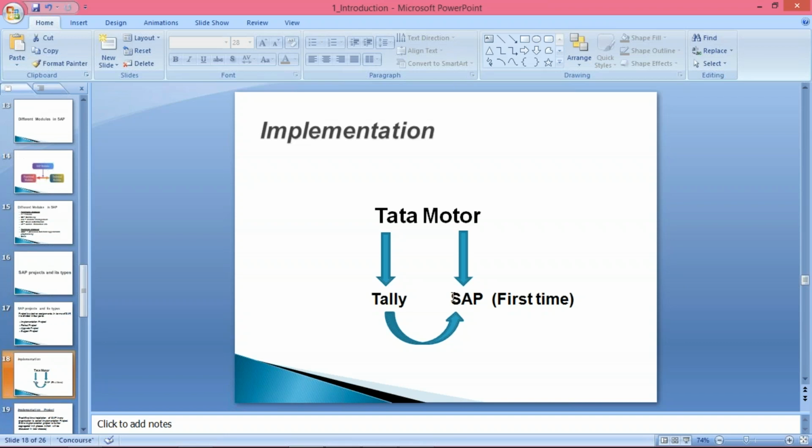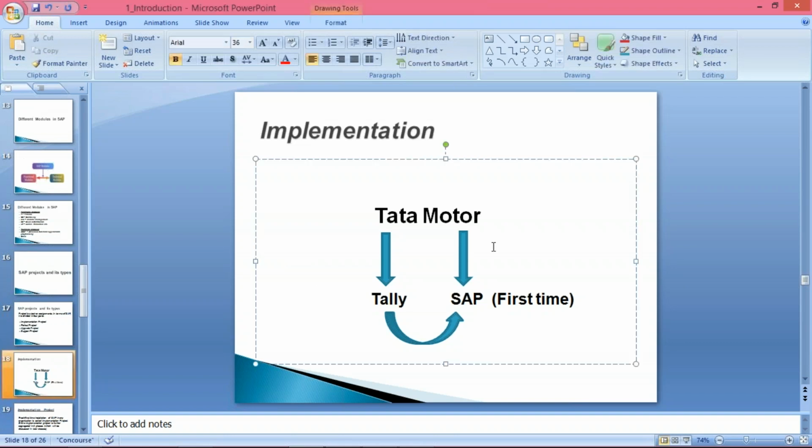Now, implementation also can be segregated into two parts, guys. This question has been asked only once, by somebody. It is very unique, but if somebody asks, you're supposed to reply. Out of thousands, maybe one or two people will be able to explain this. So they will ask, implementation can be divided into two parts.